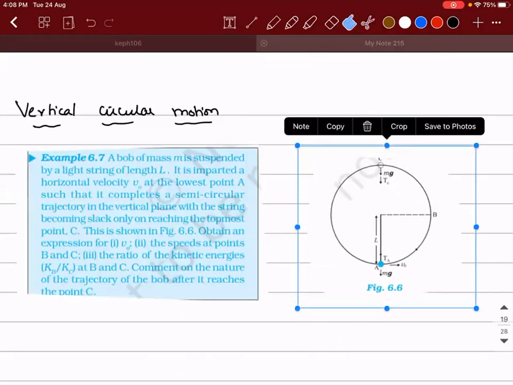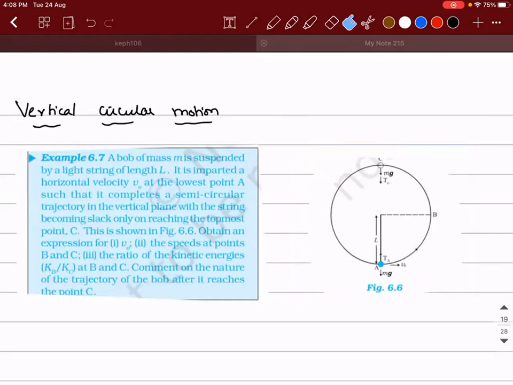Listen. So let's first read it like a question, then I'll explain the concept behind it. So there is a bob. Bob is a small ball which is generally used in a pendulum. Bob of mass m is suspended by a light string. What do you mean by light string? So here are the keywords I would like you all to make a note of. What is the meaning of light string here? It is massless, meaning the string doesn't have any mass associated.